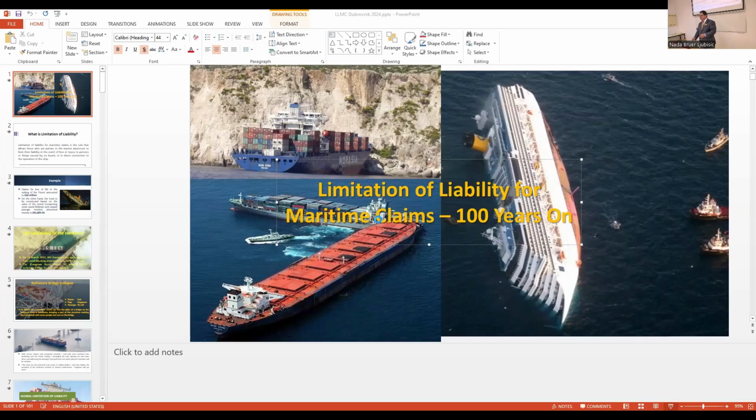It's not going anywhere in the near future. In fact, it will evolve. And the work of IMO now is on what are the bases to monitor and increase the limits of liability if and when needed. So let's discuss briefly the LLMC convention as amended. In other words, the 1976 convention as amended by the 1996 protocol.